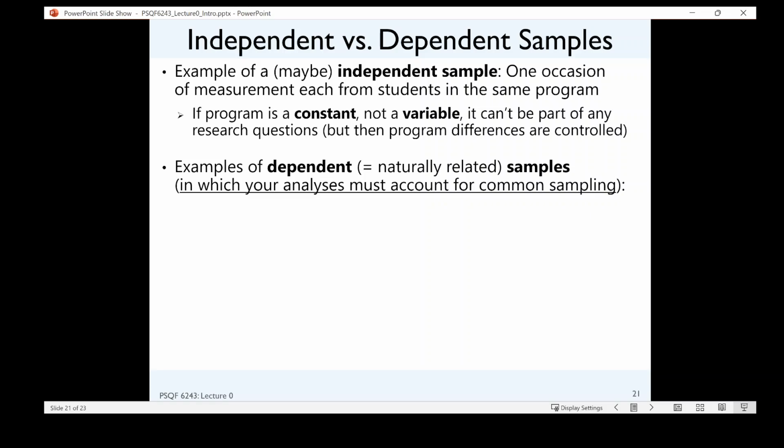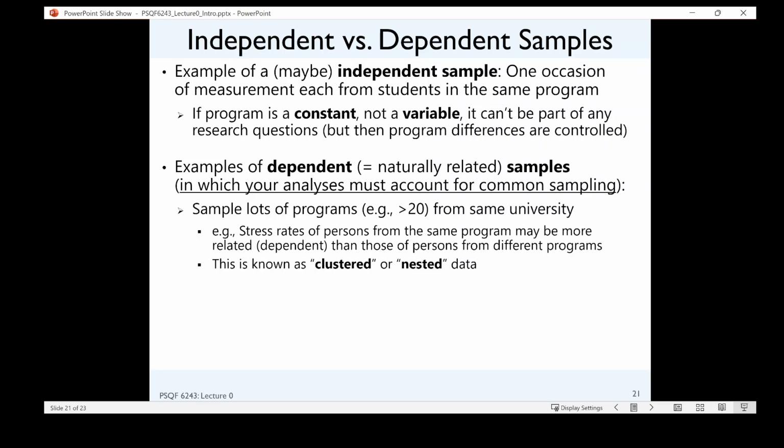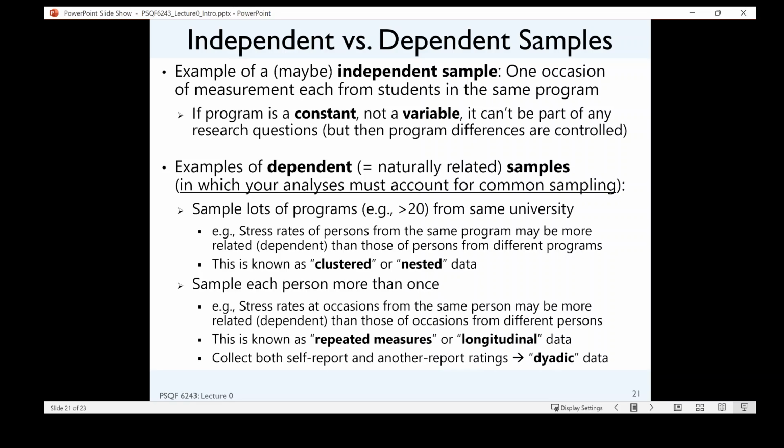Otherwise, if you had dependent samples, meaning that the units are related because of common sampling, one approach could be to sample lots of programs from the same university. So for instance, people from the same program may look more alike in their responses than people from different programs. That's a kind of correlation or dependency. And this particular type of data is what's known as clustered or nested data. That's the 1230 class where I'm teaching about how to analyze that kind of data.